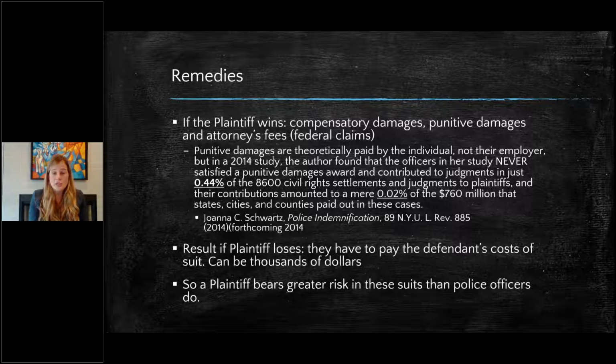In addition to compensatory damages, what you can also sue for are punitive damages and attorney's fees. Now, theoretically, punitive damages are supposed to be paid by the individual officer. That is supposedly how it works, but they don't actually. One study found that the officers in her study never satisfied a punitive damages award and contributed to judgments in just 0.44% of the 8,600 civil rights settlements and judgments to plaintiffs that she researched, and their contributions amounted to a mere 0.02% of the $760 million that states, cities, and counties paid out in these cases.